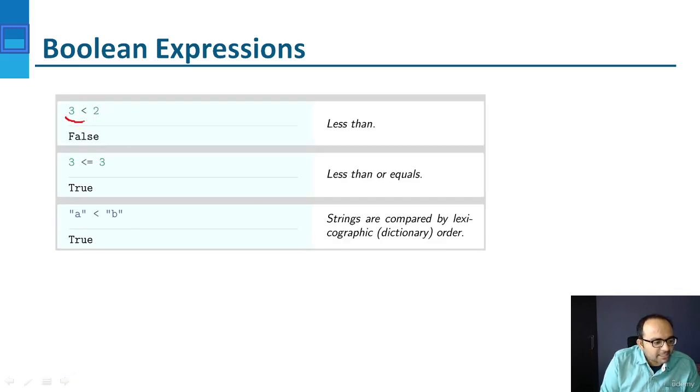And next, 3 less than 2, the condition is false. 3 less than or equal to 3, the condition is true. And 'A' is compared with 'B'. 'A' is less than 'B'. So lexicographically 'A' is less than 'B', right? So this is going to produce true.